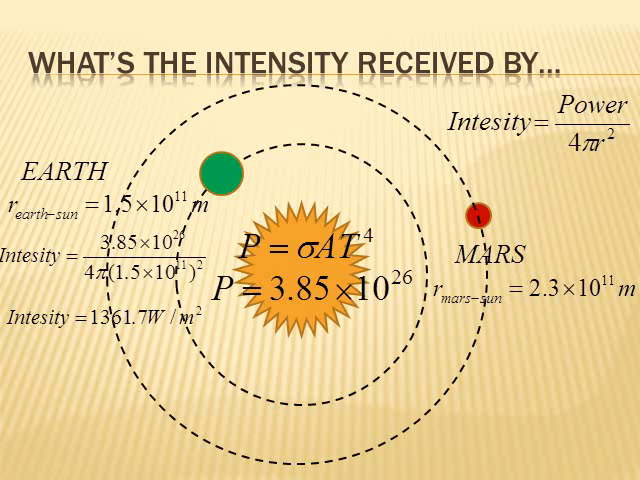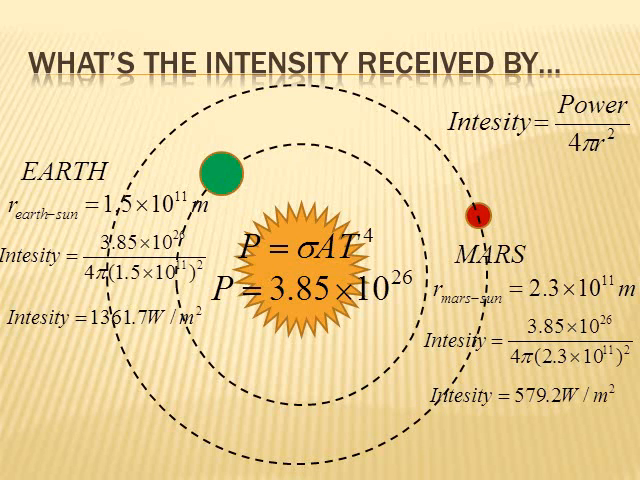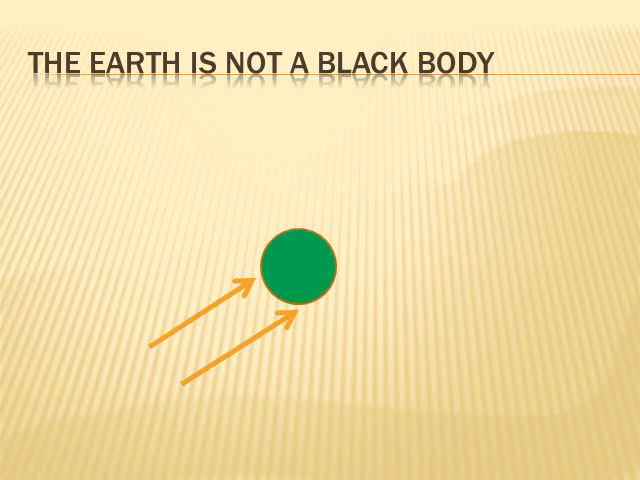Okay, so let's calculate the answer for Mars. We get 579 watts per square meter, and we can see it's obviously smaller. Even though the radius isn't twice as big, the intensity is pretty much half the size. That's because in the equation 4 pi r squared, the radius has a big effect, since this is area we're talking about. So light is coming in and hitting the Earth.